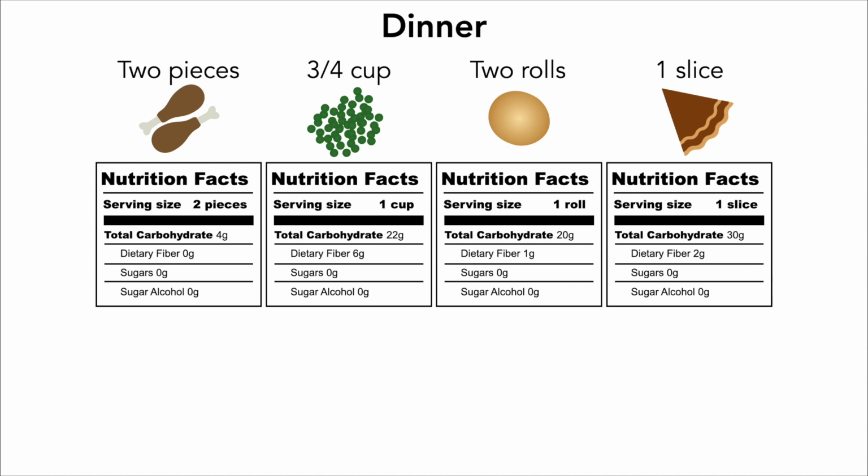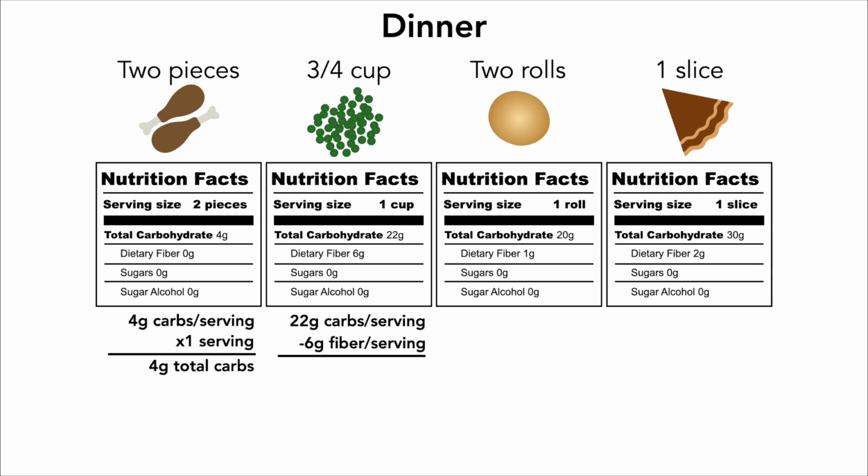Perfect, we'll start with the chicken. It has 4 grams of carbohydrates and no fiber or sugar alcohols, and the serving size is the same as what we were planning on having, so that's pretty easy, it's just 4 grams of carbs. Now onto the peas. We see that they have 22 grams of carbs per serving and 6 grams of fiber. So we take the carbs and subtract off the fiber and we get 16 grams of carbs per serving. However, the serving size is 1 cup and we are only going to have 3/4 of a cup. It's pretty simple to solve this since we can just multiply the carbs by 3/4. Now we have the net carbs in the serving that we are planning on having, which is 12 grams.